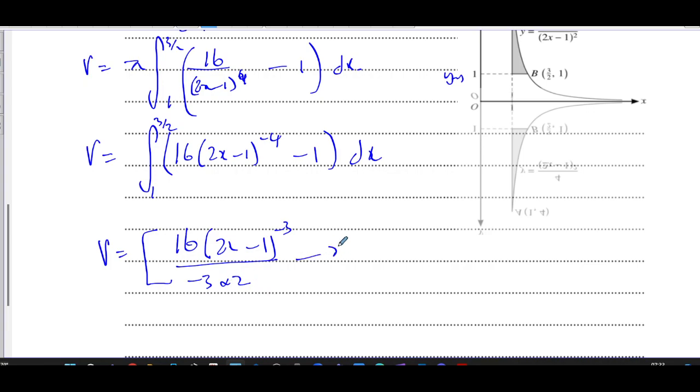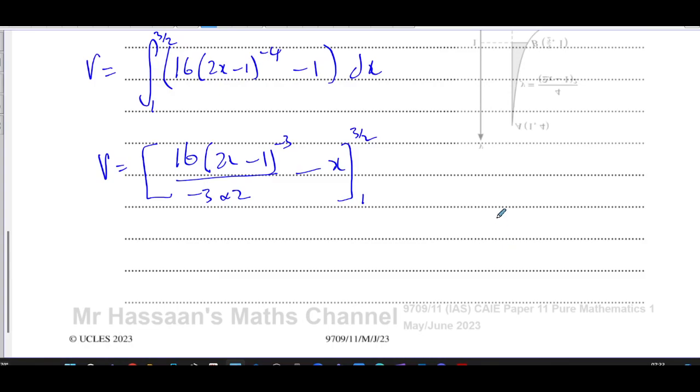Okay, and then minus x. And then I'm going to have the limits 3 over 2 and 1. Okay, so now I have integrated this. Let me simplify it before I put the values in.